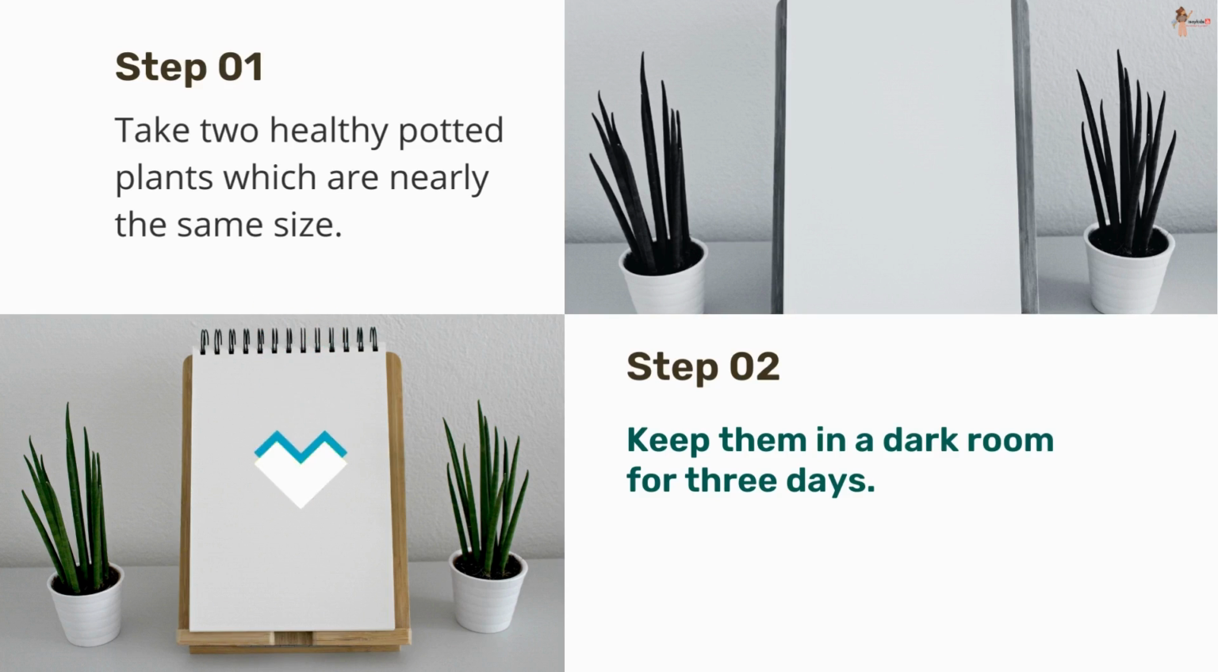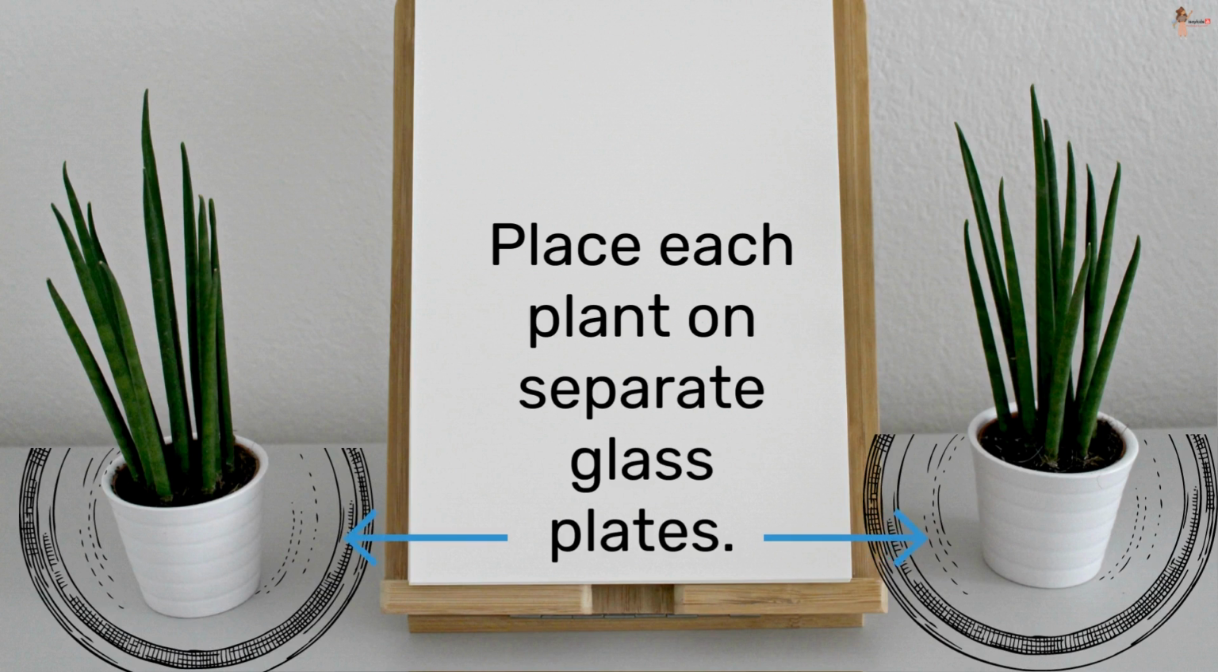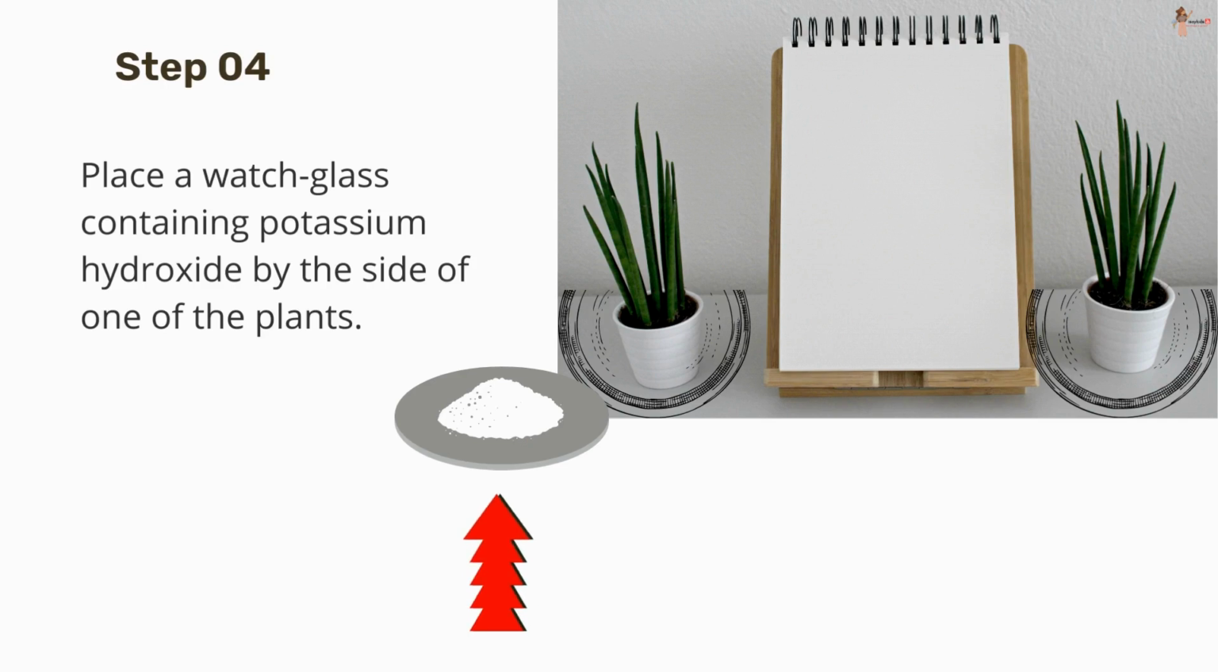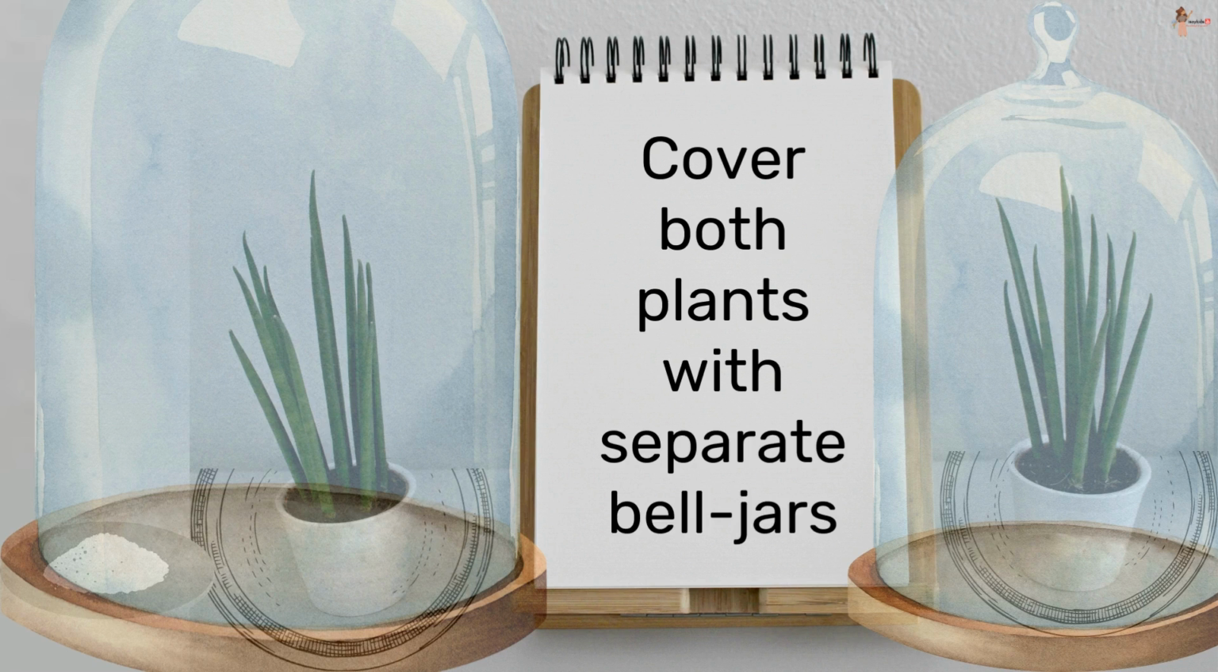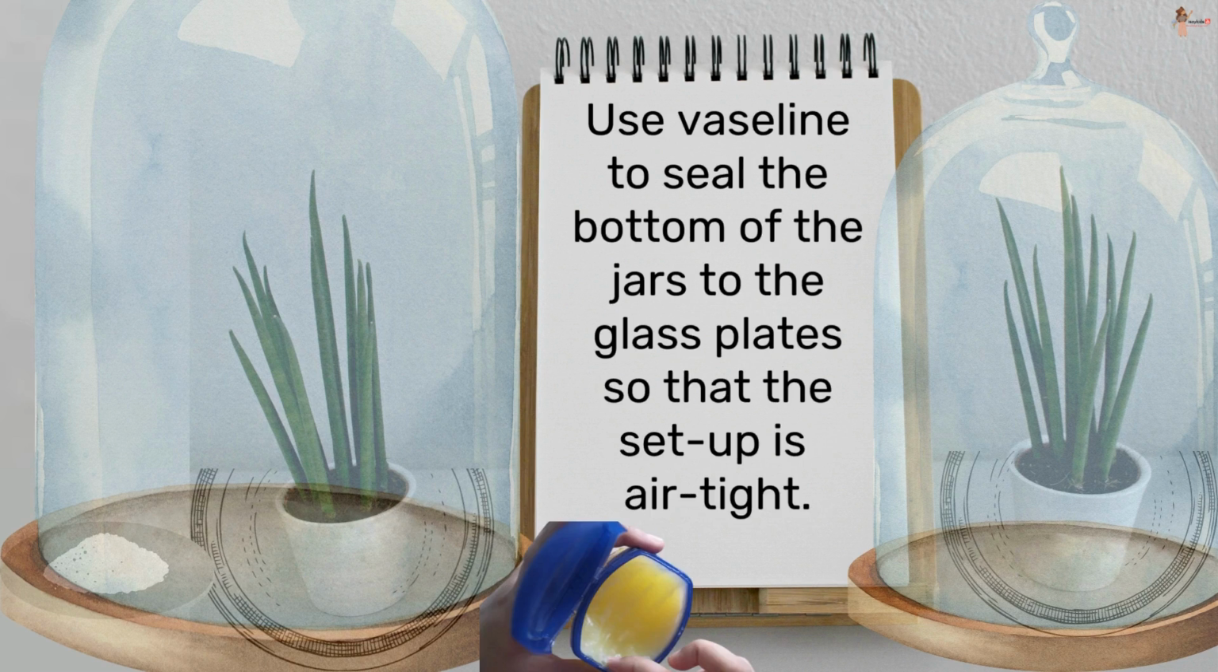Take two healthy potted plants which are nearly the same size. Keep them in a dark room for 3 days. Now place each plant on a separate glass plate. Place a watch glass containing potassium hydroxide by the side of one of the plants. The potassium hydroxide is used to absorb carbon dioxide. Cover both plants with separate bell jars. Use Vaseline to seal the bottom of the jars to the glass plates so that the setup is airtight.